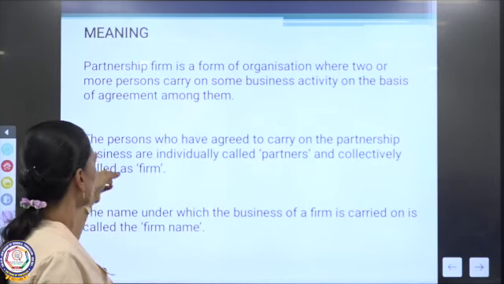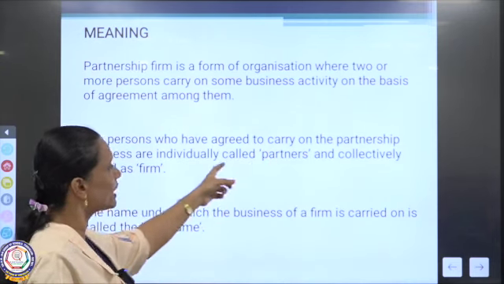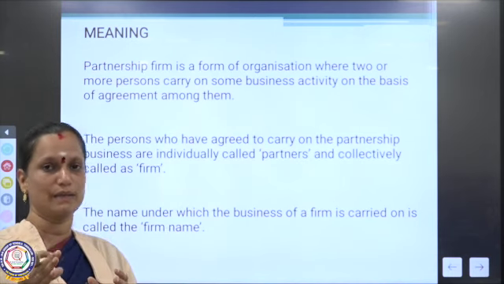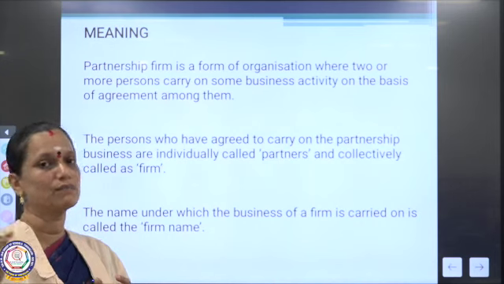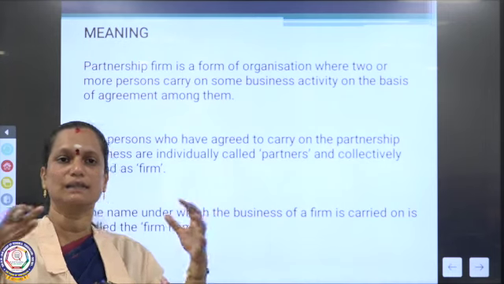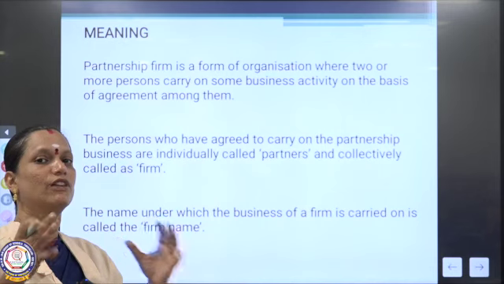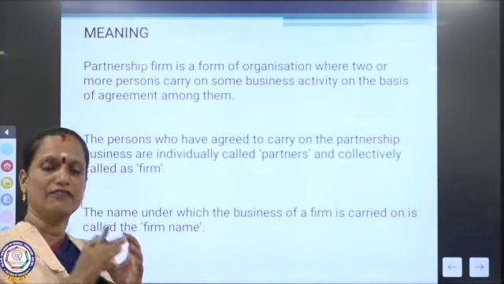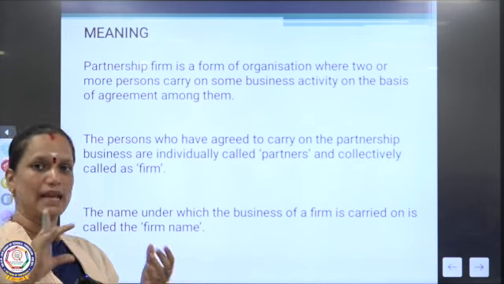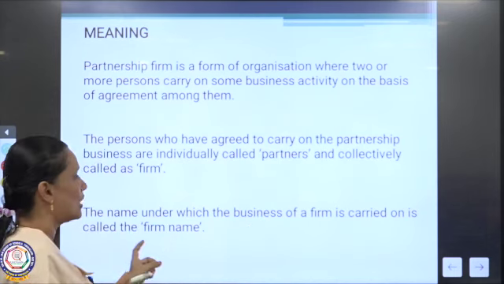Okay. And the persons who have agreed to carry on the partnership business are individually called partners. Those who join together and form the business, each person is called a partner, and collectively they are called the firm. Overall, the business they are doing is called the firm. The name under which the business of a firm is carried on is called the firm name.